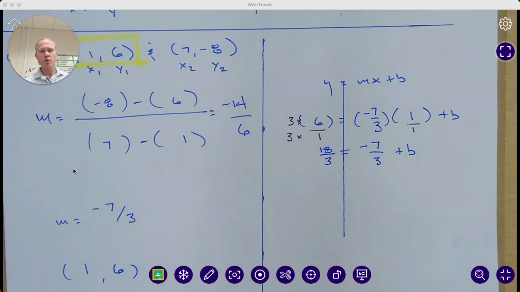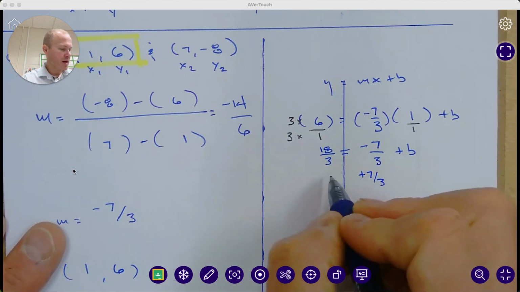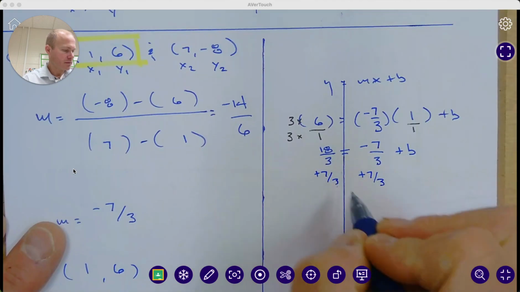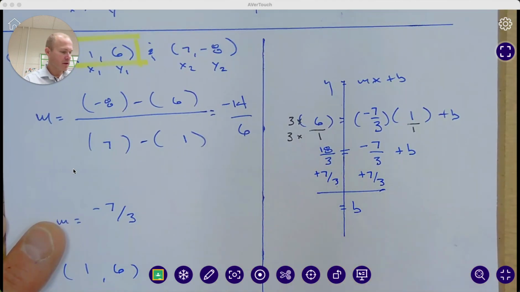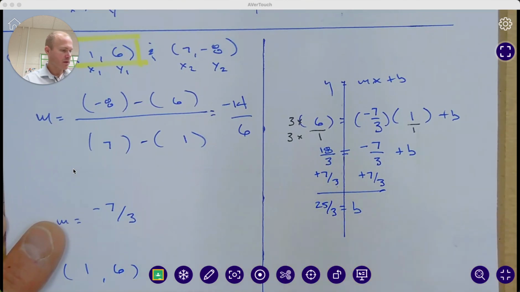Now I'm allowed to move those fractions across. Do not change the 7/3 into a mixed number. I want those to stay as fractions to get in the habit of it. Add the 7/3 to both sides. I have the b value, and 18 and 7 is pretty tough. It looks like 25 over 3.